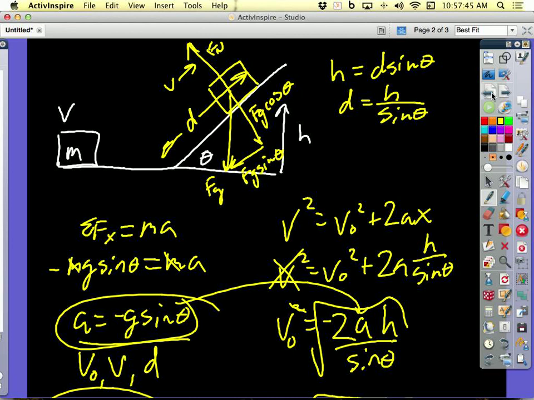Why did I cancel out v squared? Because this is final. In the equation, that's v final squared. And what's the final? 0, because it stops. Yeah, Iris?